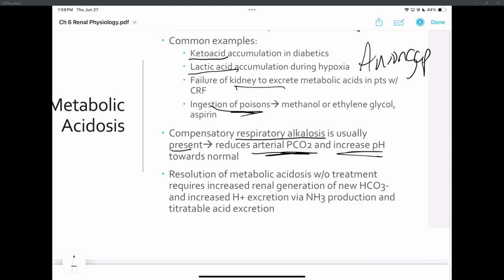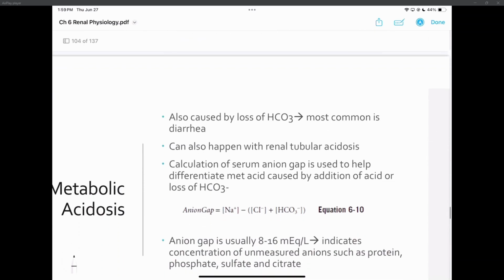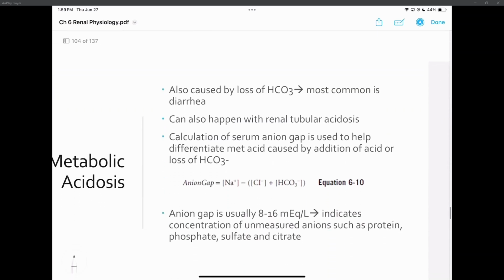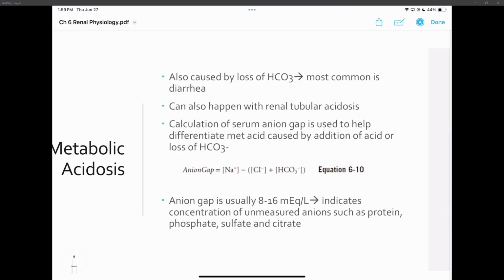So resolution of metabolic acidosis without treatment means we have to generate new bicarbs, increase hydrogen excretion via, again, ammonia production. It's a titratable acid. We can bump a hydrogen on there and get rid of it. So those titratable acids, they bind to hydrogen, they get rid of the acidity. Also caused by loss of bicarb in the diarrhea. So patients have diarrhea for a few days. They're going to be metabolic acidotic probably because they're losing a lot of bicarb in the diarrhea.